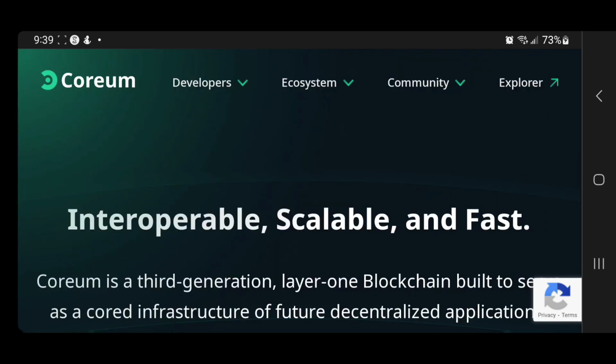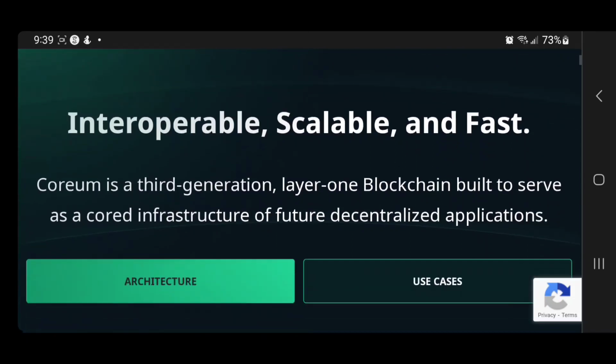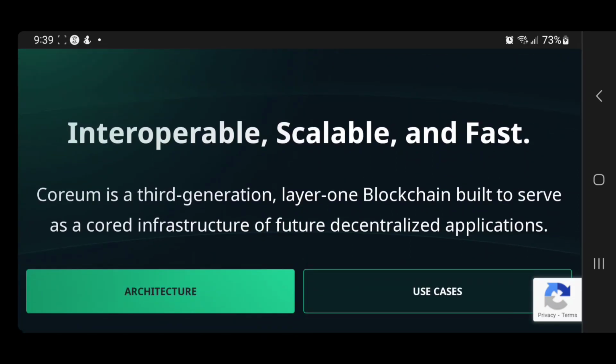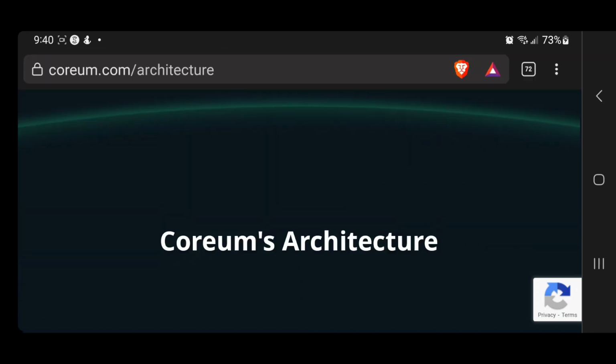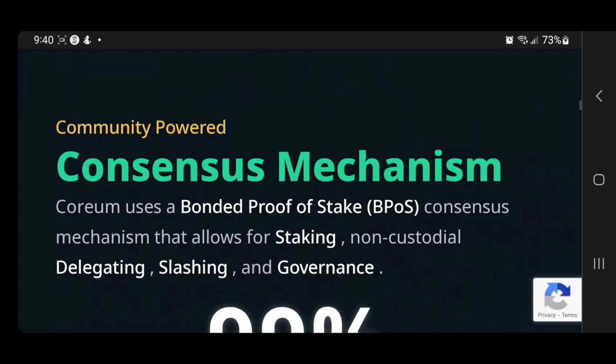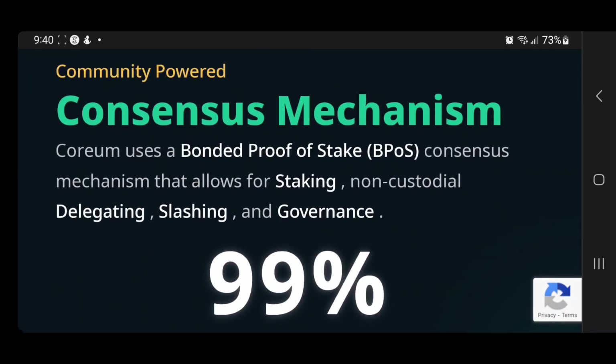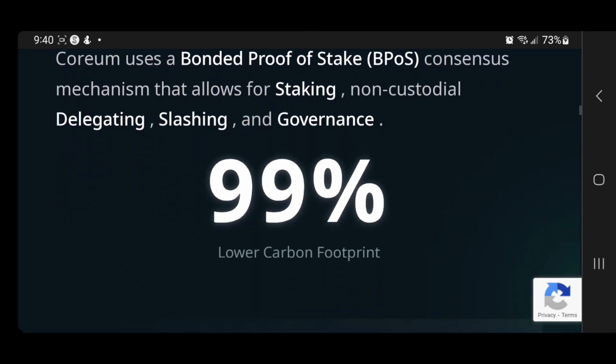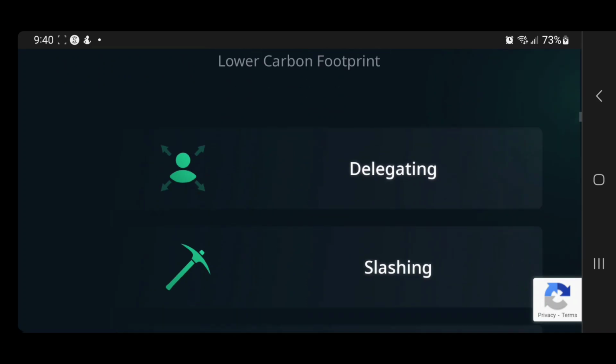Coreum, it's interoperable, scalable, and fast. It's a third generation layer 1 blockchain built to serve as a core infrastructure for future decentralized applications. Community powered consensus mechanism. Coreum uses a bonded proof of stake consensus mechanism that allows for staking, non-custodial delegating, slashing, and governance. Has a 99% lower carbon footprint.